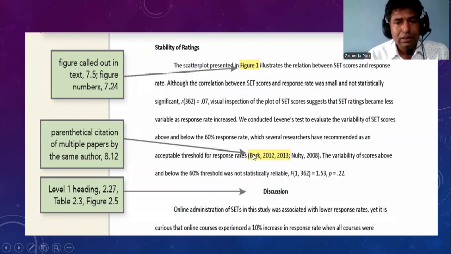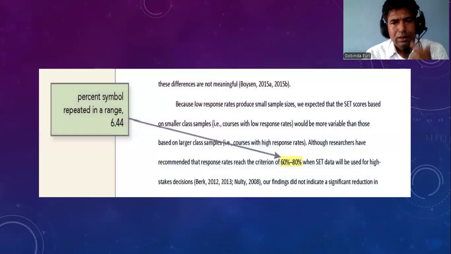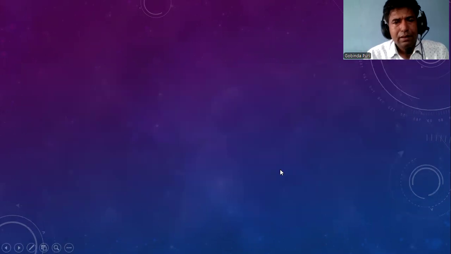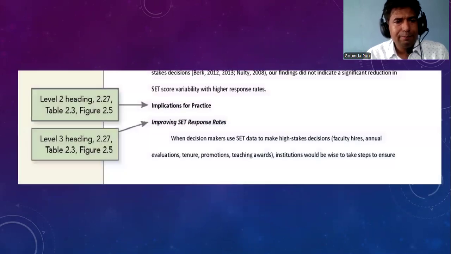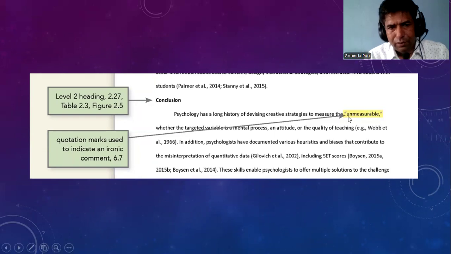A parenthetical citation again with multiple papers of the same authors. And then here you can see the discussion again in the first level of heading. And the percentage symbol, if it is repeated, we have to provide it like this. And then implications, you can see given over there. Likewise, conclusion in level 2 heading, but quotation marks are used to indicate ironic comments like this. Quotation marks are given in double quotation.